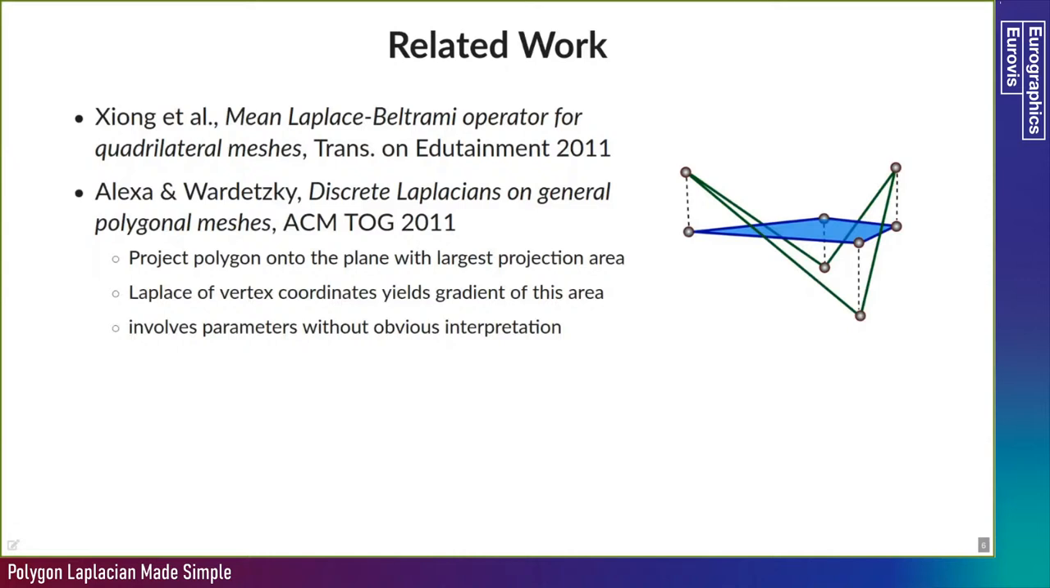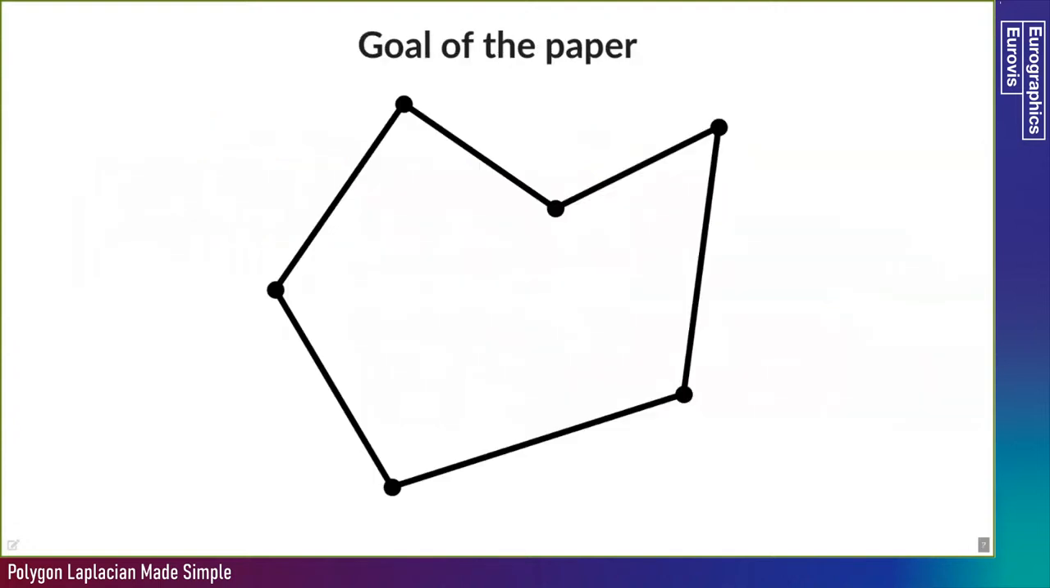They circumvented the problem that non-planar polygons in 3D do not really bound a canonical surface patch by considering the projection of the polygon onto the plane that yields the largest projection area. However, their operator involves a parameter, from now on called lambda, without an obvious interpretation. We wanted to simplify this matter.